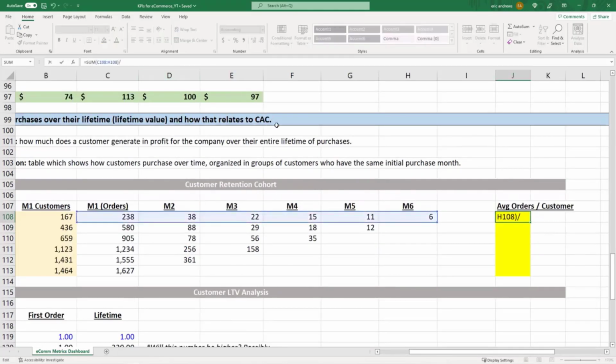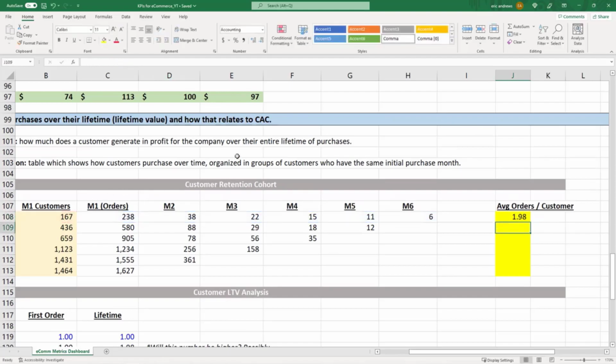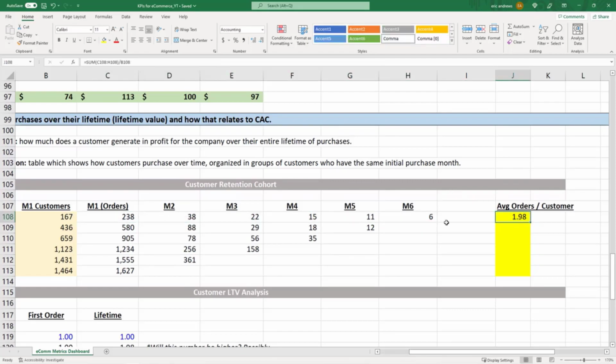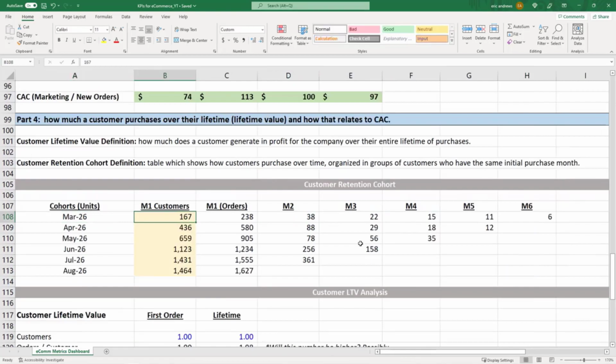So on average, if we divide it by the initial customers, over the first 6 months of the customer lifetime, the average customer in this cohort purchased 1.98 orders. And that's quite different from, if you look at here, you had 880 customers who purchased 1,000 orders. So the average person is purchasing maybe 1.2 times in their first month. But within 6 months, they've actually purchased almost double that. So that is a very different piece of information. So that's just another piece of information on how to read these cohorts.